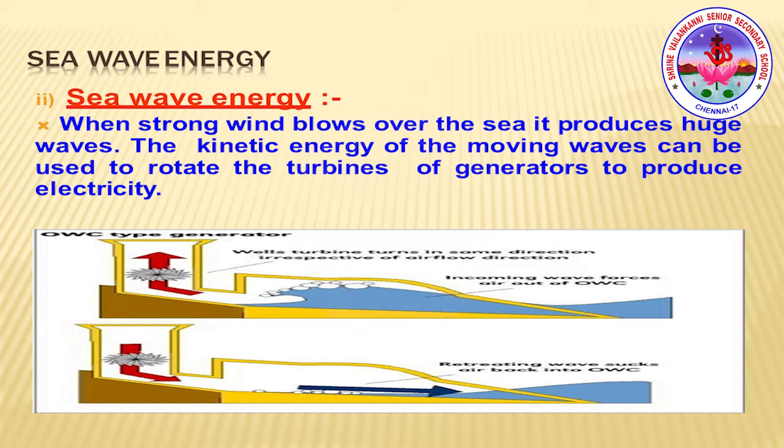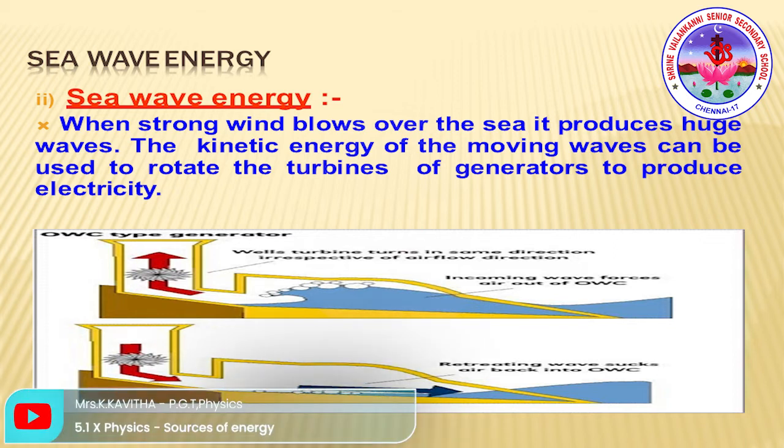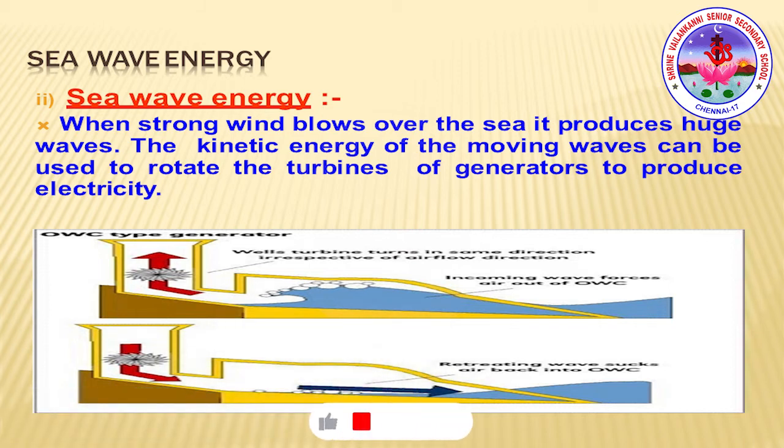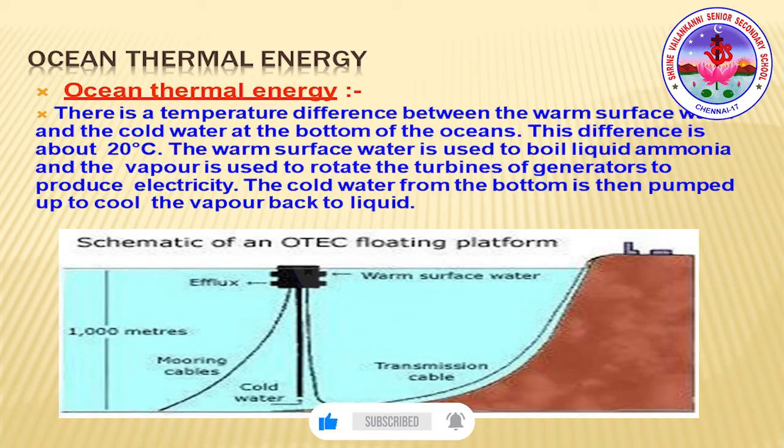So the kinetic energy of the moving waves can be used to rotate the turbines generating to produce the electricity. In this way only, with the help of the sea wave, the wave energy is transferred, right? And the next one is the ocean thermal energy.